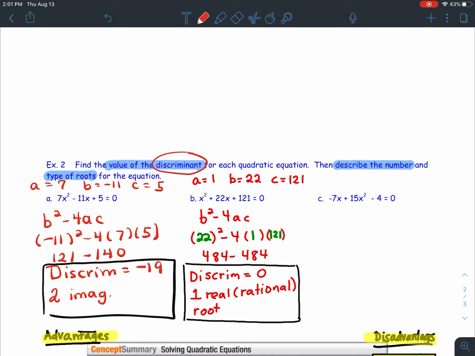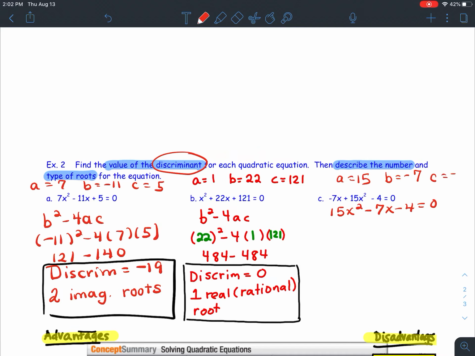Now, what does that tell me about my solutions if I were to do the full quadratic formula? Well, if my discriminant is negative, then I know that I'm going to be getting 2 imaginary roots, or you could say 2 imaginary solutions. It's also acceptable if you want to say you're going to have 2 complex roots. That's the same thing there. I don't know exactly what those solutions are unless I do the whole quadratic formula, but the discriminant at least tells me how many and which type it's going to be.